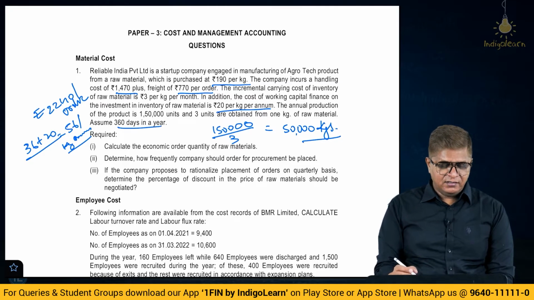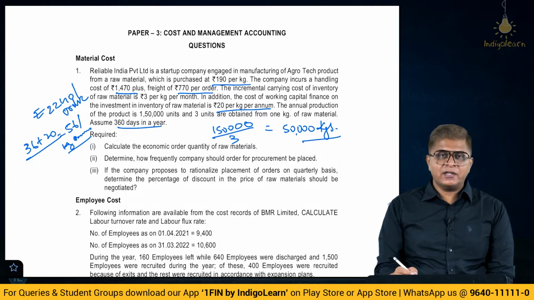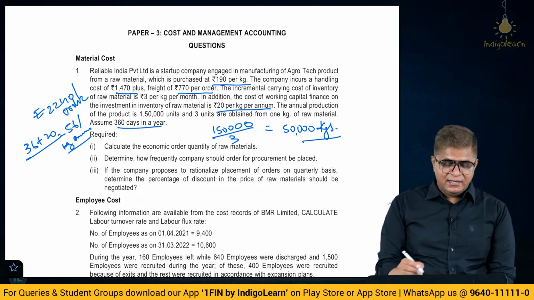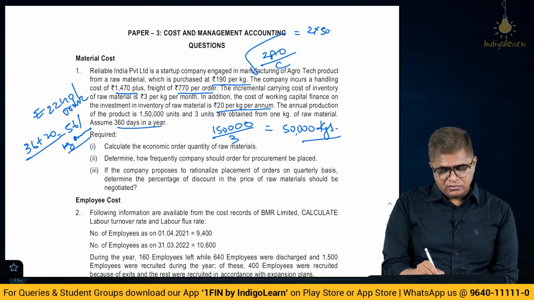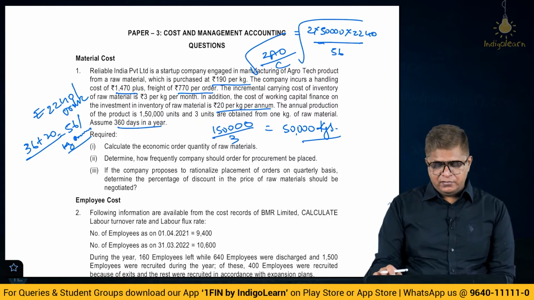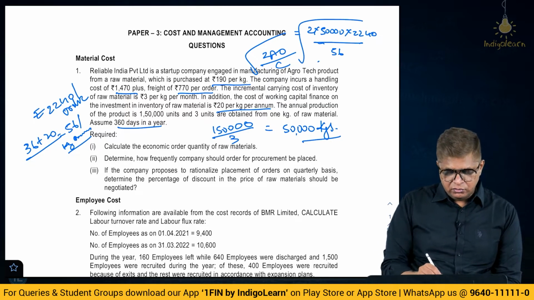Assume 360 days in a year. Now, required, calculate the economic order quantity of raw material. So, how are we going to calculate? It is nothing but under root 2AO by C. What is the annual requirement? Annual requirement is 50,000. Ordering cost is 2240 divided by carrying cost is rupees 56 per kg per annum. So, 2 into 50,000 into 2240 divided by 56 under root. We get EOQ as 2000 kgs.